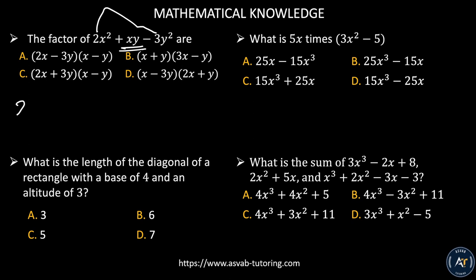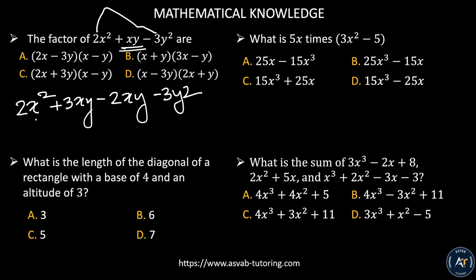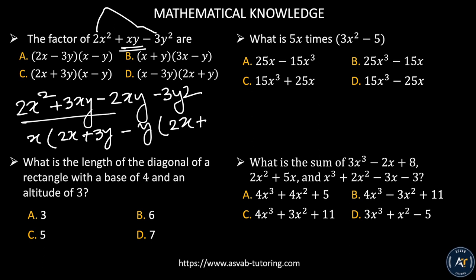So you could write 2x square, 3 times 2 is 6, so you could write plus 3xy minus 2xy minus 3y squared, right? Now take the common here. If you take x common, that gives you 2x plus 3y. And if you take y common, that gives you 2x plus 3y. And if you simplify, that gives you x minus y times 2x plus 3y. So the correct answer is option C.